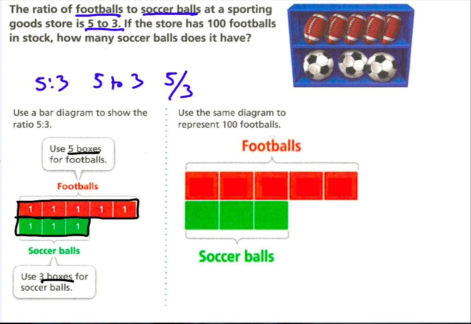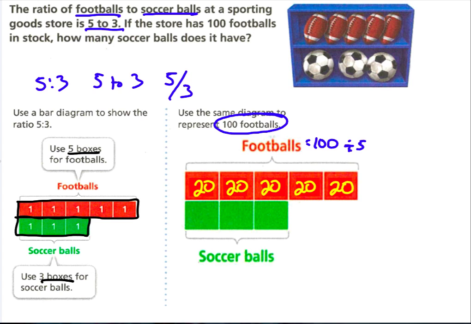But we want to use that same ratio, that same picture, to say, well, what if there were 100 footballs? So what if footballs were 100? Well, look at our diagram. It was broken up into 5 equal parts. Well, what's 100 divided by 5? Well, that gives me 20. So if I had 5 groups of 20, those would all add up to be my 100 total.